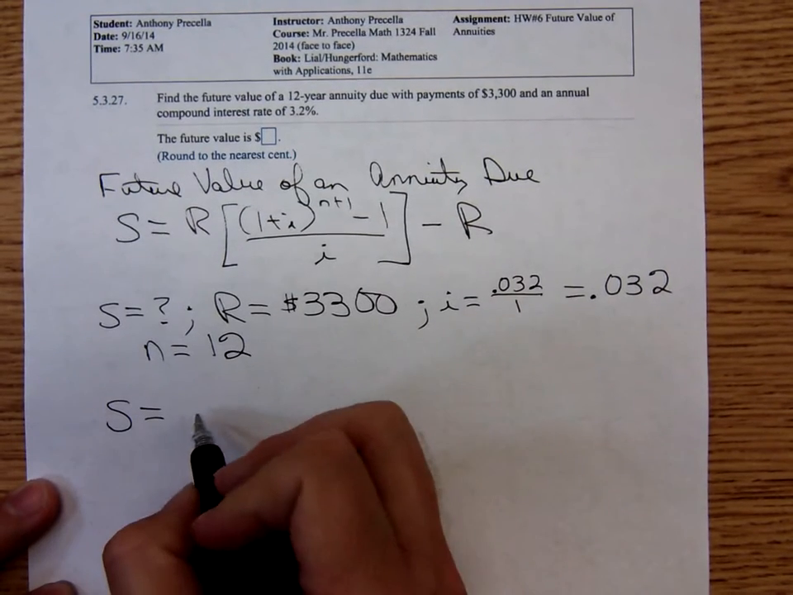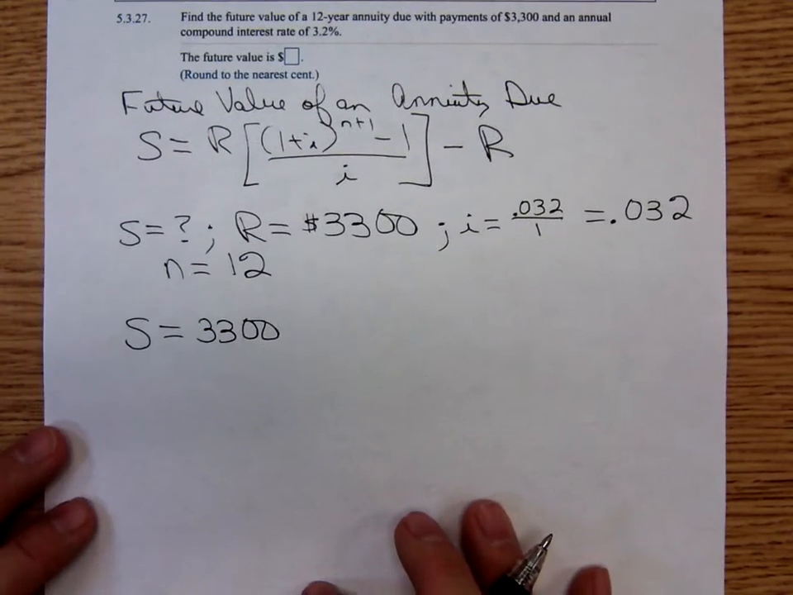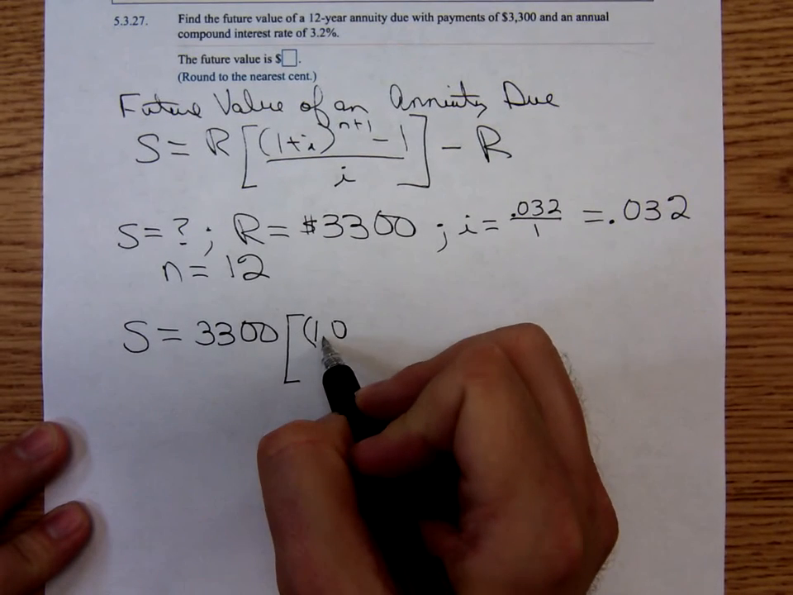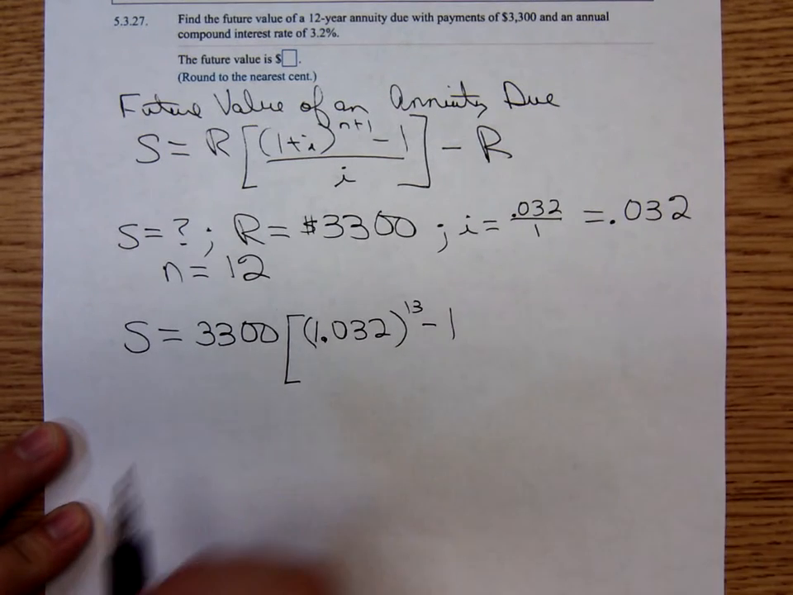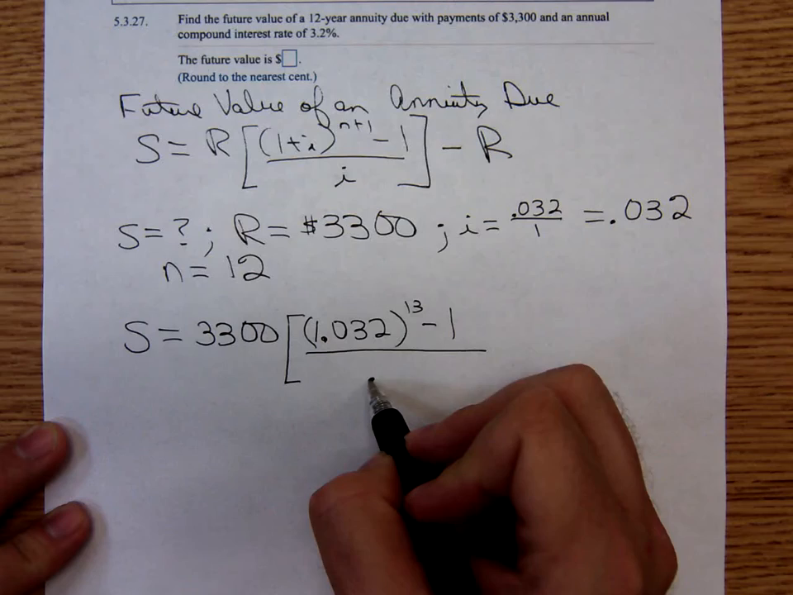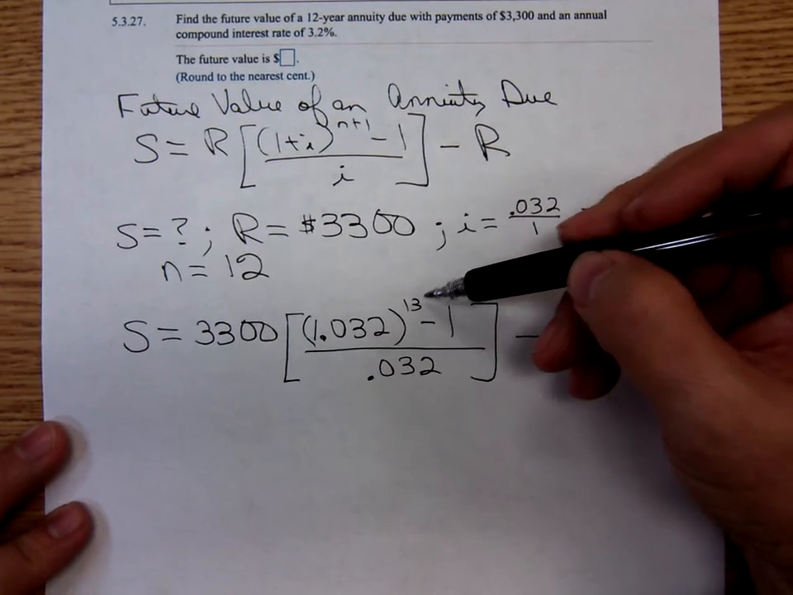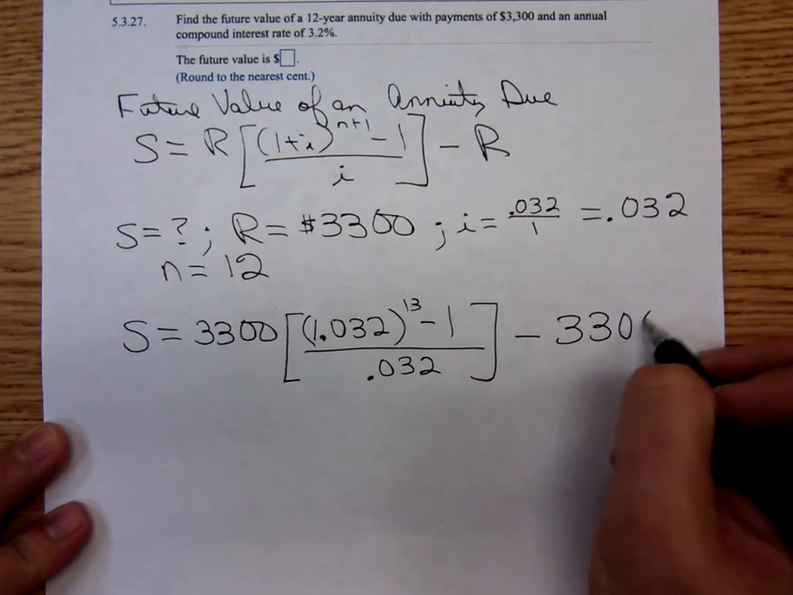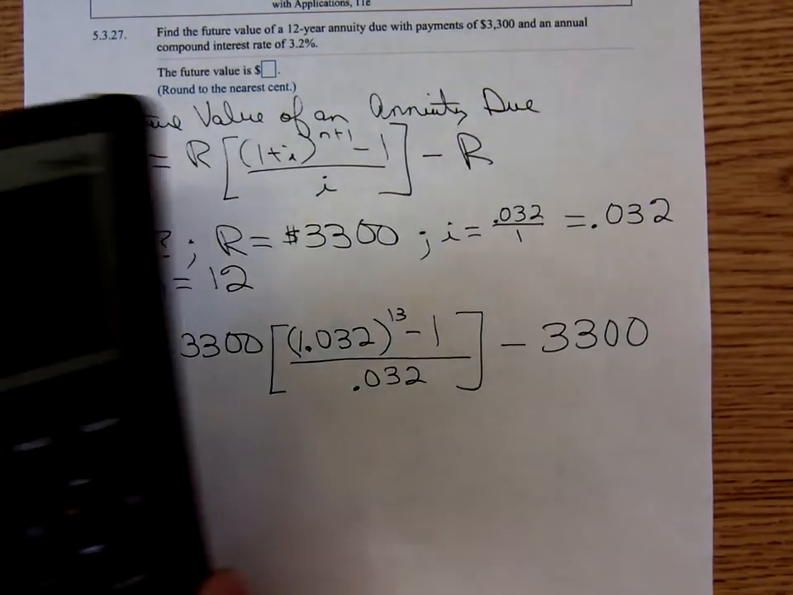Substituting into the formula, (1 plus i) to the n plus 1, divided by i. But then we have to subtract off that 13th payment, that artificial payment that we didn't really make. We really only made 12 payments. Punching this into our calculator, with the glare, it's hard to see this display.